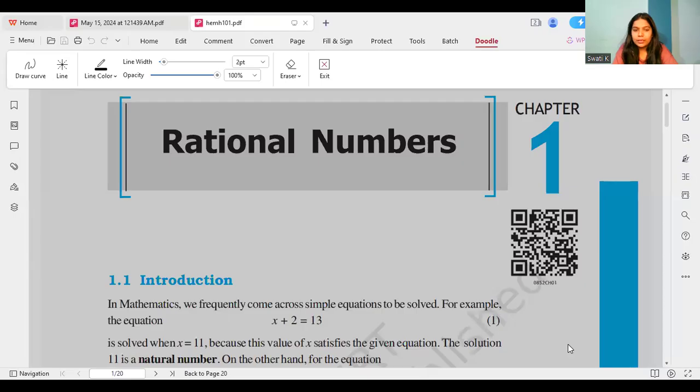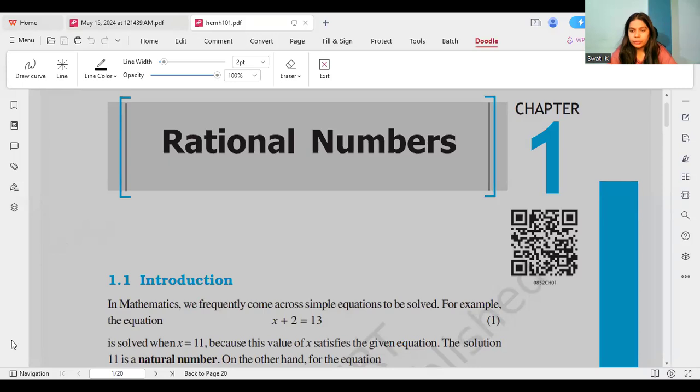So let's get started. I'm just going to share the entire screen so that you can see the PDF. Yeah. All right, so the topic that you can see is a rational number. As I said, I'll be explaining this one by one, line by line, each and everything, so that you can understand the concept. So let's start with the first sentence.